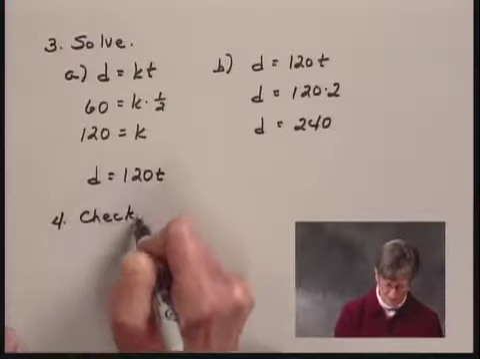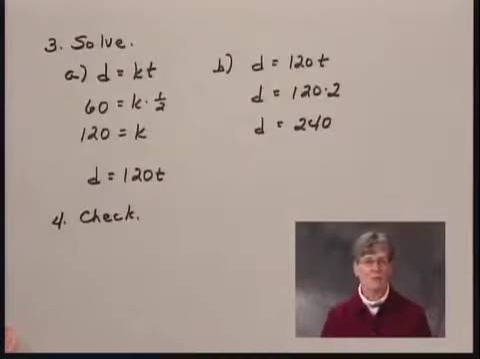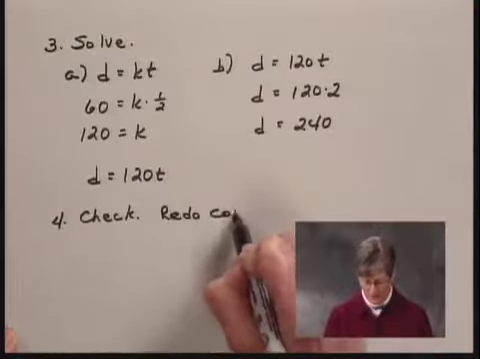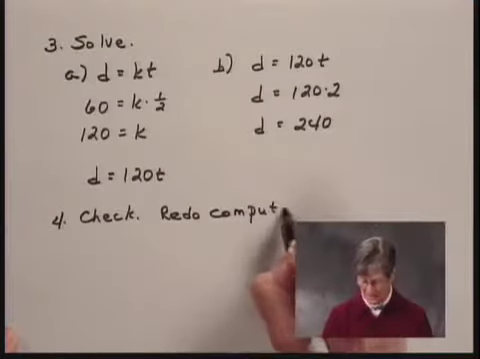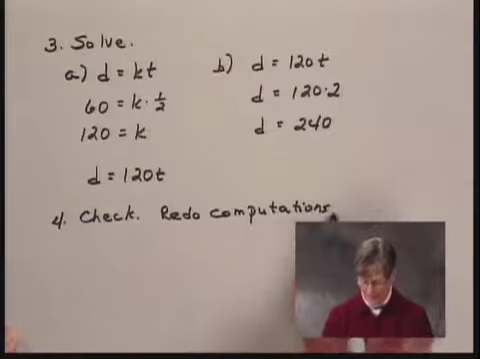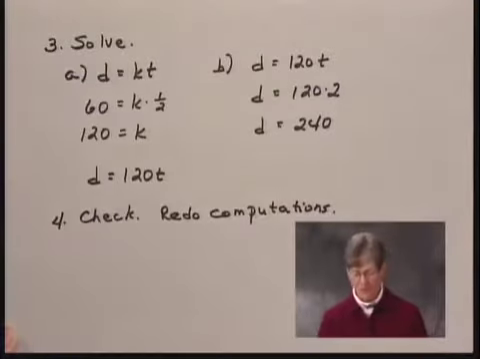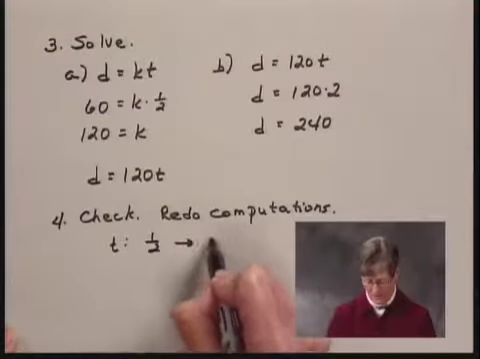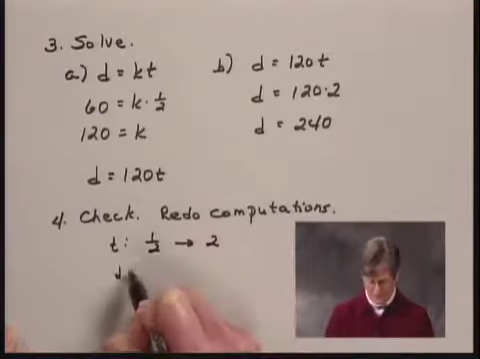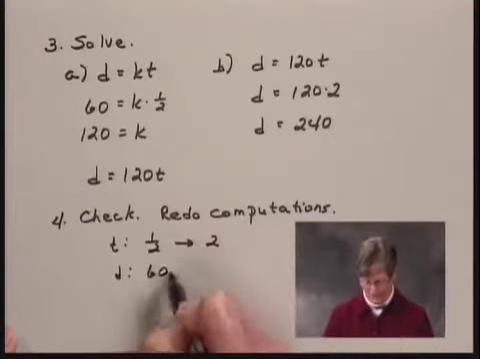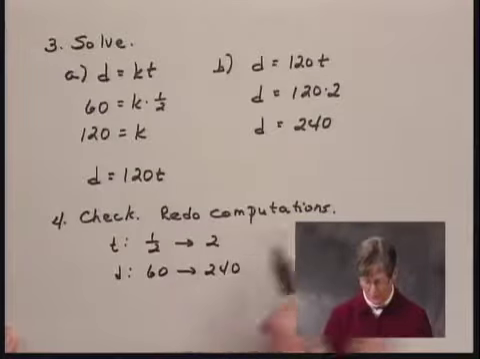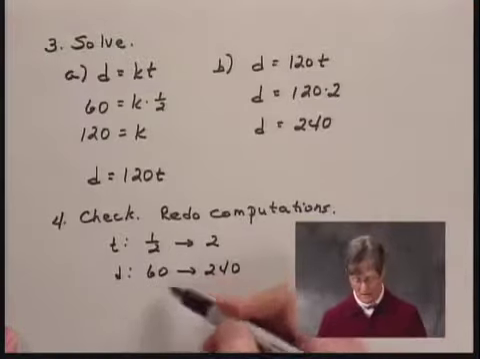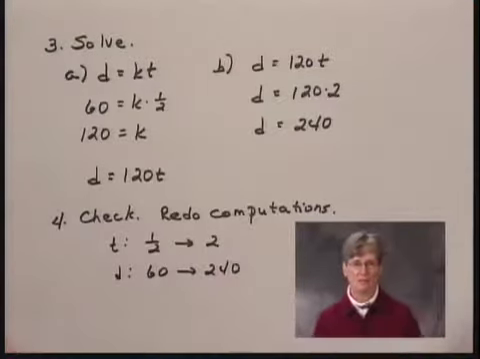in the original problem. One of the things that we can do to check is to redo the computations. Just make sure we didn't make any arithmetic or algebra mistakes. And the other thing that we can do is just to think about whether this seems like a reasonable answer. The time increased from 1/2 hour to 2 hours, and when that happened, the distance that the train traveled increased from 60 kilometers to 240 kilometers, and this is exactly what we would expect with direct variation. As the time increases, so should the distance. So that tells us that our answer seems reasonable.